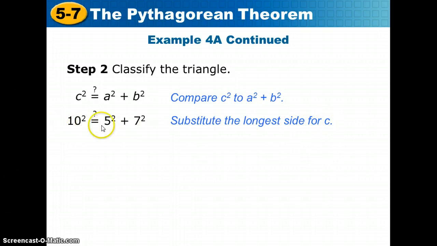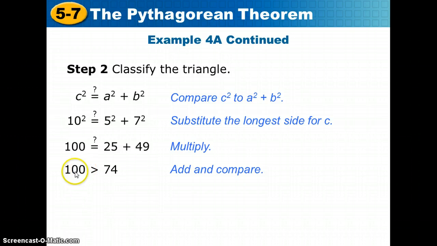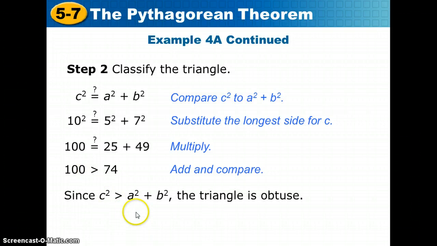So 10 squared equals 5 squared plus 7 squared. Again, there's a question mark there because I'm not sure if that's true or not. 10 squared is 100. 5 squared is 25. 7 squared is 49. 25 plus 49, is that more than 100 or less than 100? 74. That means c squared is greater than a squared plus b squared. 100 is greater than 74. So this must be an angle measure greater than 90, so the triangle is obtuse.